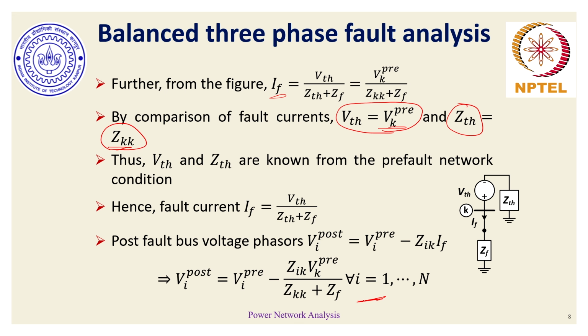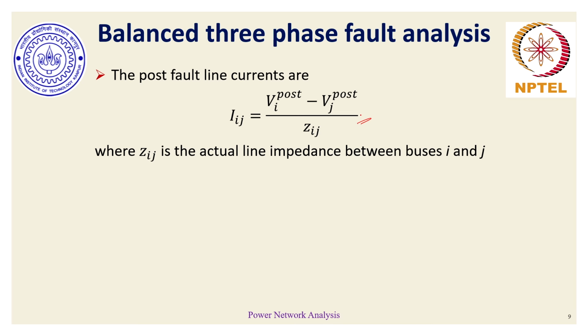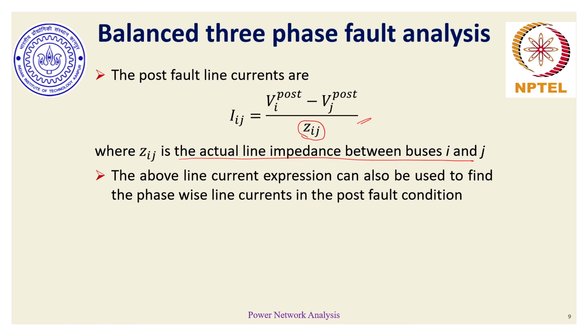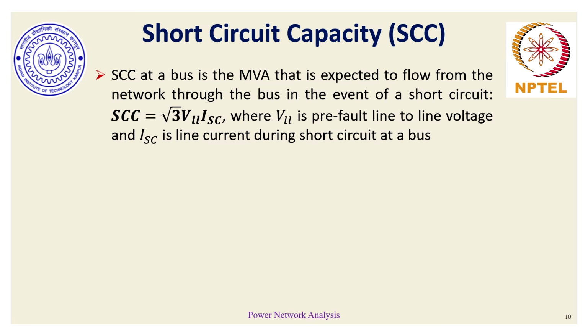These are the expressions for post-fault voltages. These are the expressions for post-fault currents in three-phase faults. Remember here, small Zij is not the i, j element of Y bus or Z bus. It is the actual line impedance between buses i and j. So once you know the post-fault voltages and post-fault currents, your analysis is all done and complete. And the above line current expression can also be used to find the corresponding phase currents. Since we are talking about a balanced fault, the single-line per unit representation of current that you would get can be extended to all the three phases.